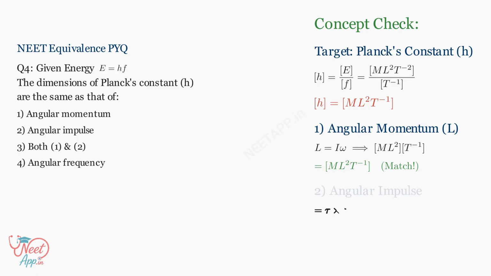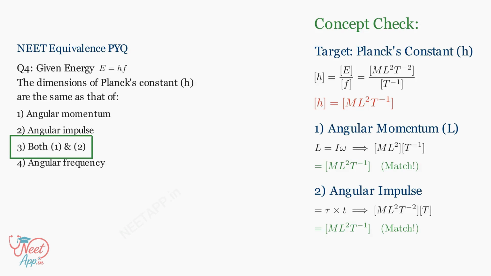But wait, check option 2, angular impulse. The formula is torque multiplied by time. Torque is M L^2 T^-2 multiplied by time T. This also gives us exactly M L^2 T^-1. Another perfect match. Because dimensional analysis cannot distinguish between these entirely different physical quantities, both share the exact same formula. Therefore, option 3 is your correct choice.